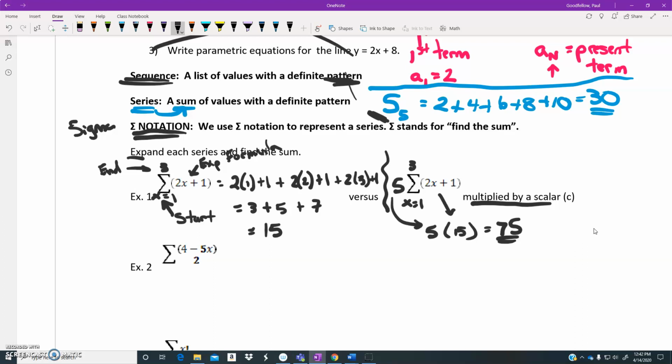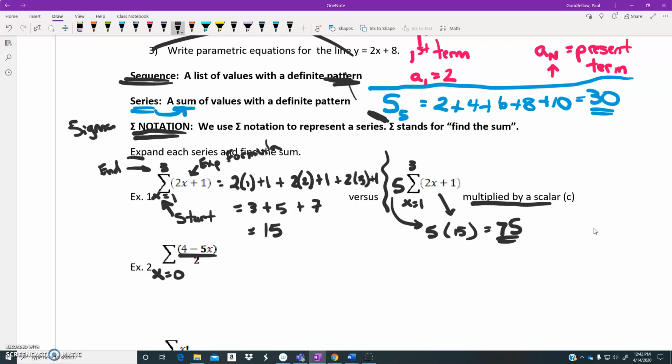Now, these explicit formulas for summations can come in all kinds of different forms. Let's say I wanted to sum it from, maybe I don't want to start at 1, but I want to start at 0.